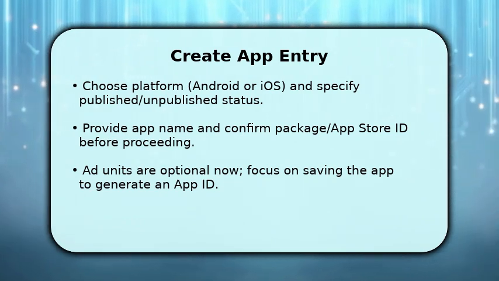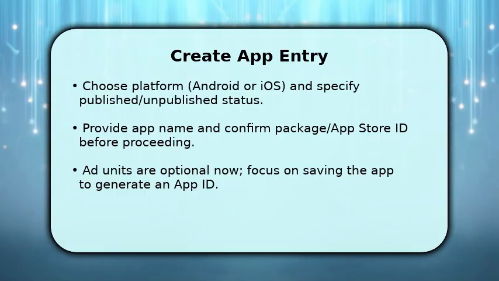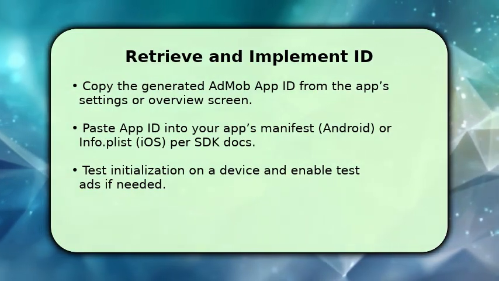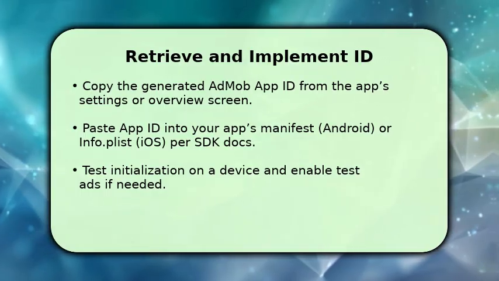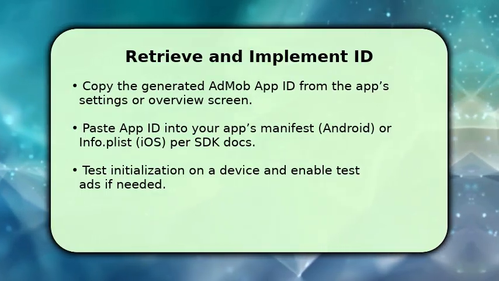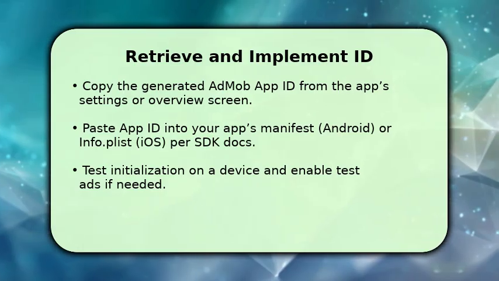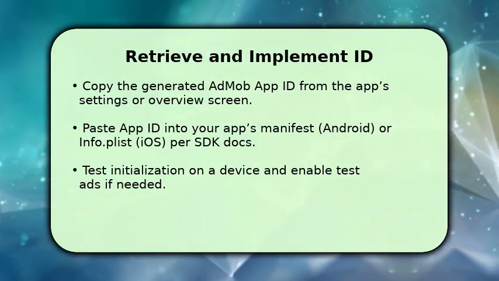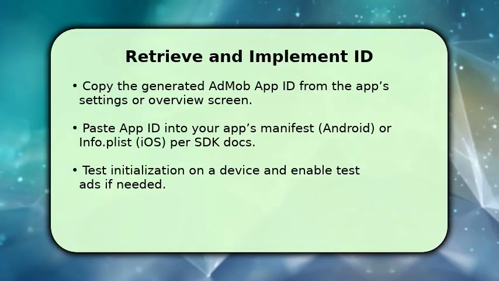After saving, go to the app overview and copy the AdMob App ID shown there. This is a string you must embed in your app. For Android, paste it into AndroidManifest.xml as specified by the Mobile Ads SDK. For iOS, add it to Info.plist. Initialize the SDK with that ID in your app code and run a test build.